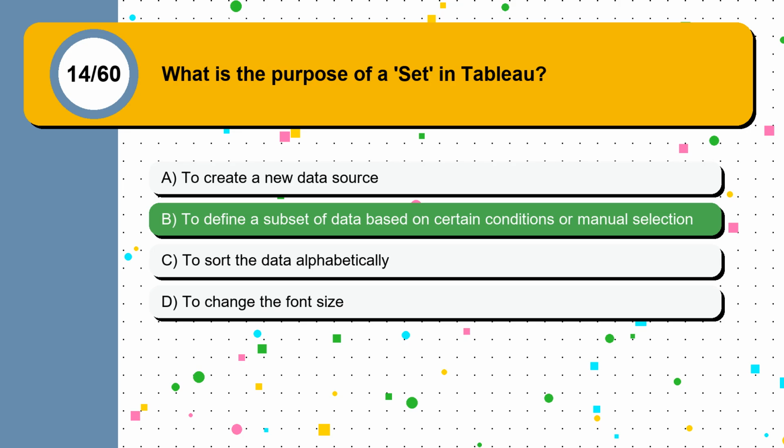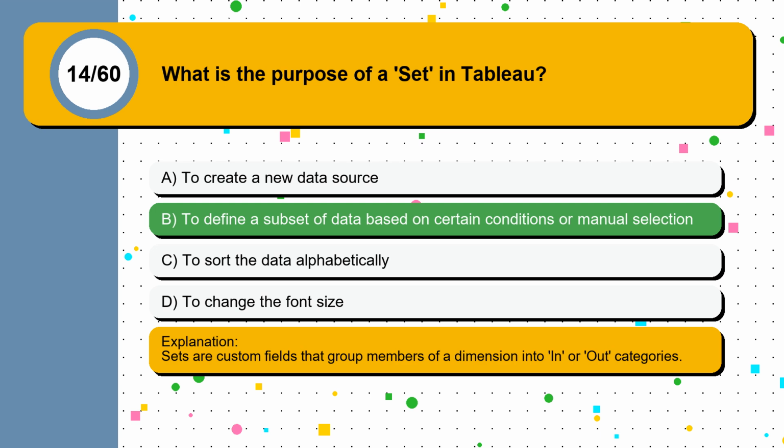The correct answer is option B, to define a subset of data based on certain conditions or manual selection. Sets are custom fields that group members of a dimension into in or out categories.